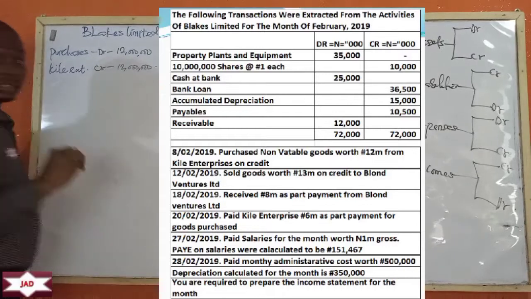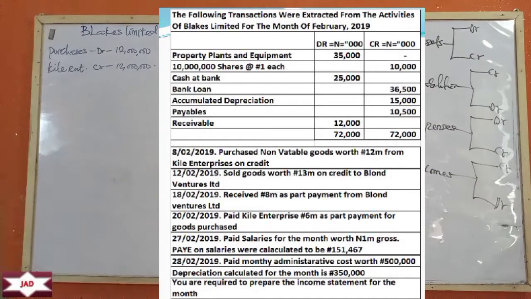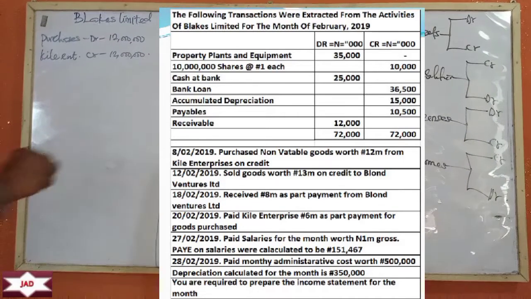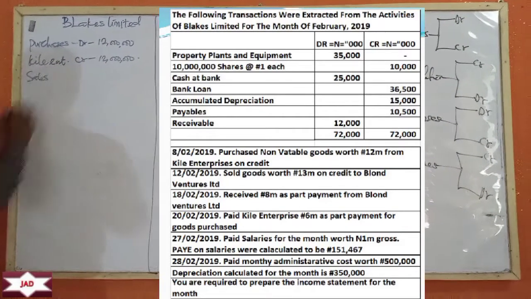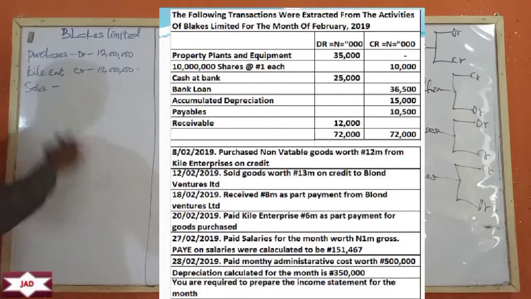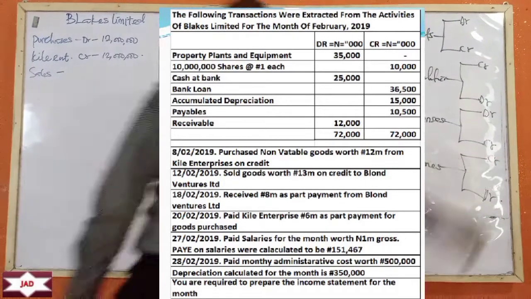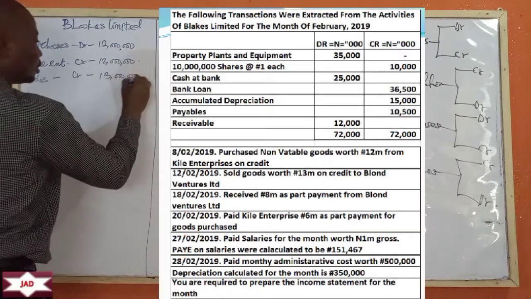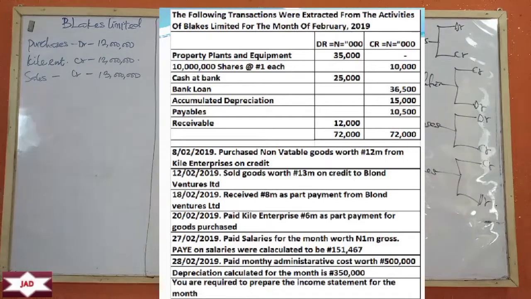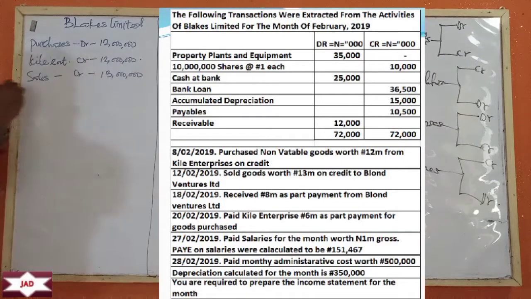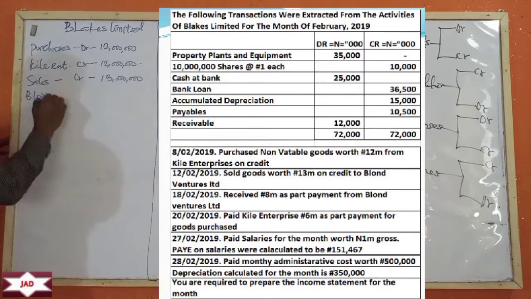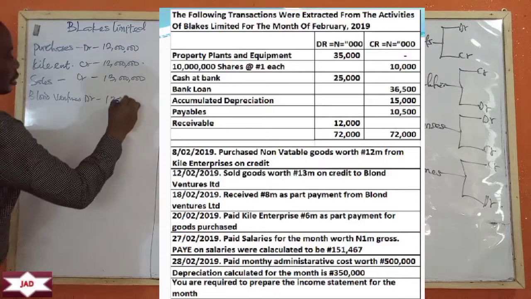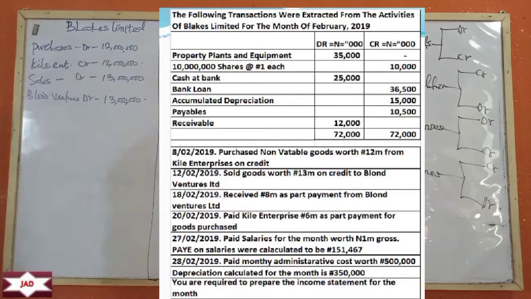12 million, right? So the next one there, we have sold goods worth 13 million on credit to Blonde Ventures Limited. So what do you have? We have sales, right? Sales here is an income. Income will increase. Credits. How much is that? 13 million, right? We sold on credit to Blonde Ventures. Blonde Ventures, what do you do? Debit. How much? 13 million.